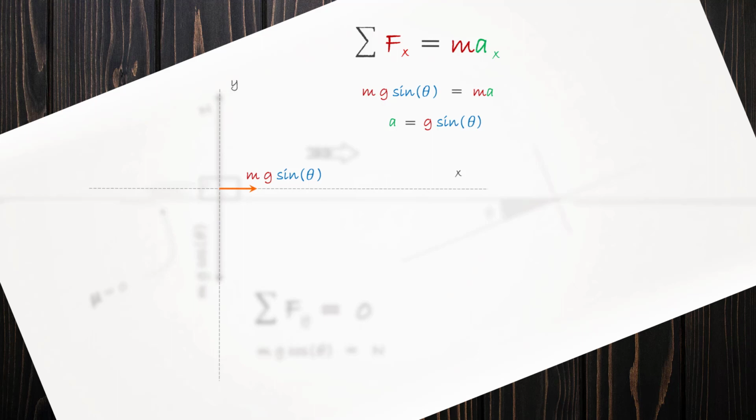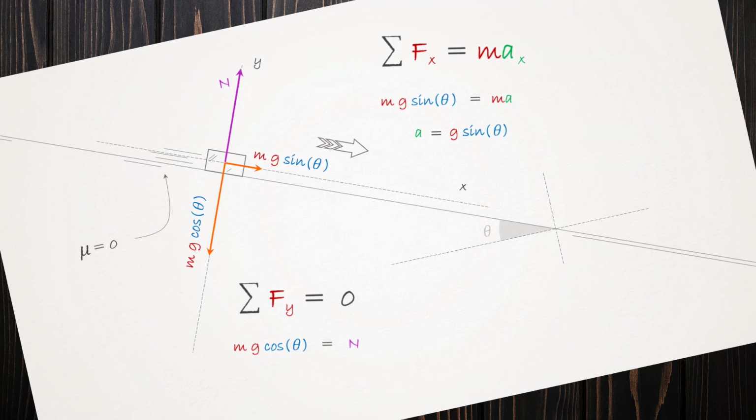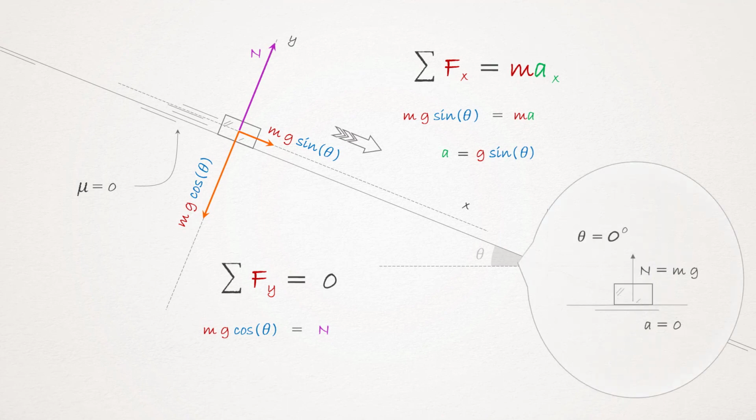You can always check your results by considering those cases that are familiar to you. As we mentioned in the beginning, if the angle of inclination is 0, then the acceleration is 0, and the normal force is just mg. This is exactly what you get if you replace theta equals 0. If the angle of inclination is 90 degrees, then a equals g, and the normal force is 0. And this, again, is exactly what you get by replacing theta equals 90 degrees.